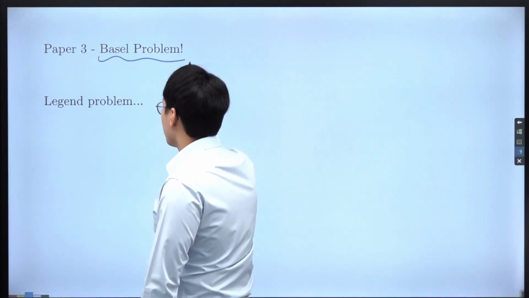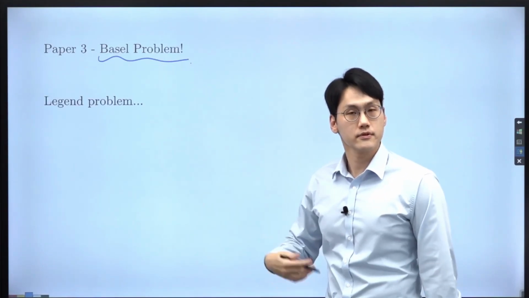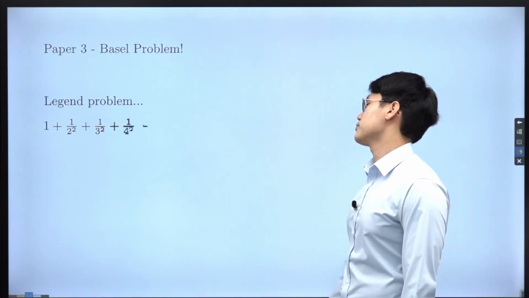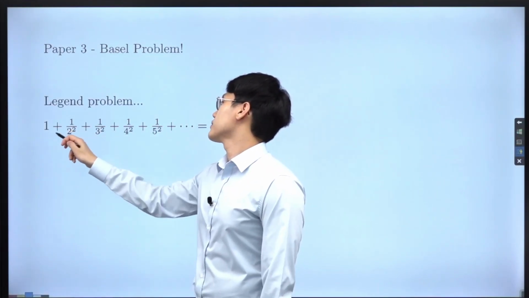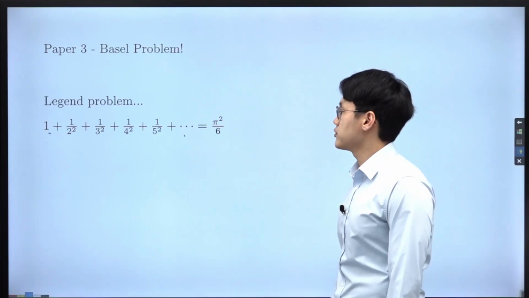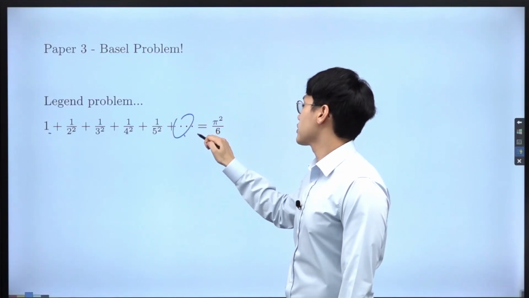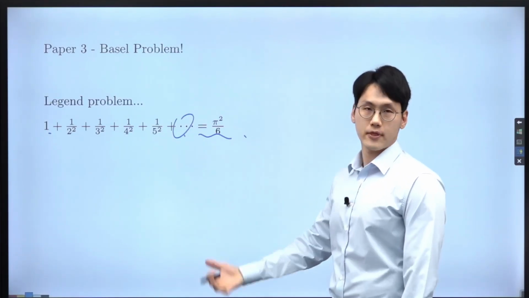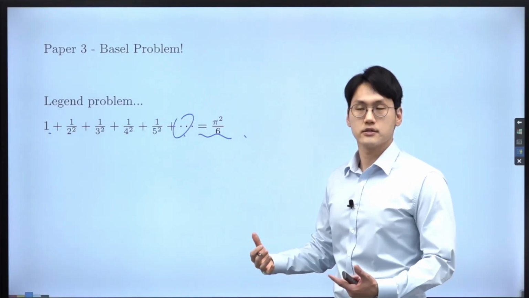I think one day you will definitely meet the Basel problem, and I'd like to talk about this legendary problem of showing that the sum of 1 over 1 squared, 1 over 2 squared, 1 over 3 squared, and so on, the infinite sum, will converge to pi squared over 6, as a paper 3 type of question, taking this opportunity.